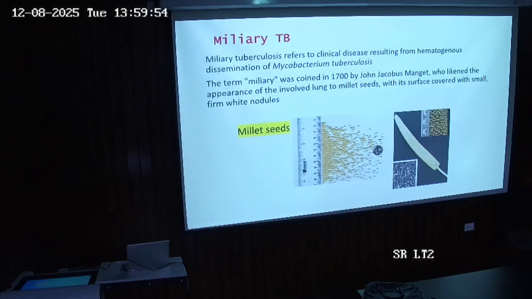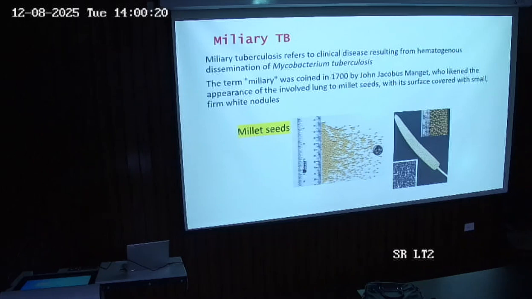So, it refers to clinical disease resulting from hematogenous dissemination of Mycobacterium tuberculosis. It is usually in a hematogenous manner in which the tubercle bacilli disseminate into the various systems, particularly the lung parenchyma.